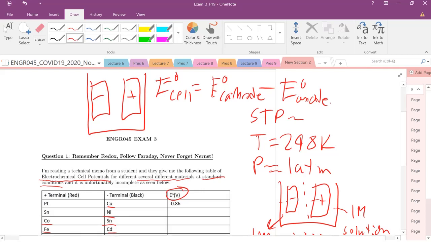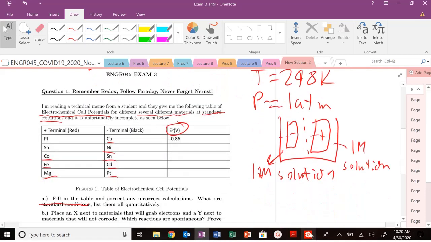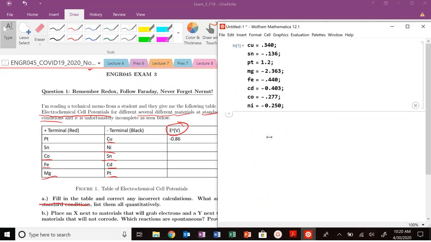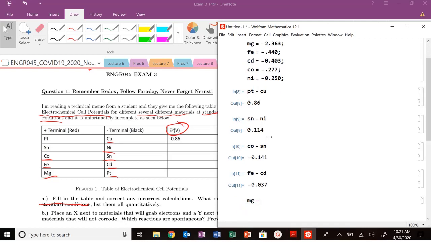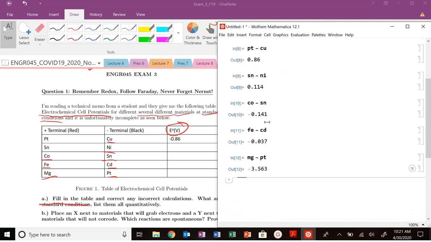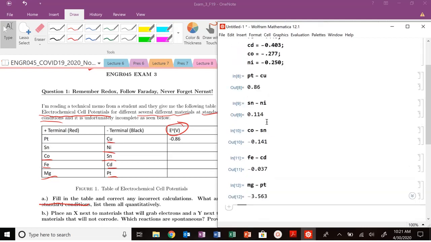So flipping back, once again, sorry for all the flipping. Let's go ahead and calculate these values. For the first cell, it's going to be Pt minus Cu. So we knew there's a mistake there already. Let's calculate the rest of these: Sn minus Ni, Co minus Sn, Fe minus Cd, and Mg minus Pt. So those are our values. These are all the correct values for this equation. But let's see qualitatively if this makes sense.